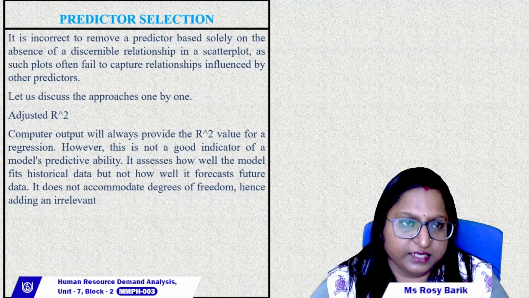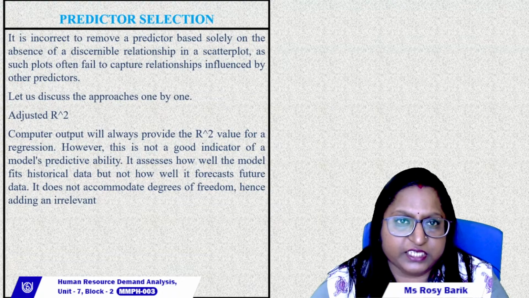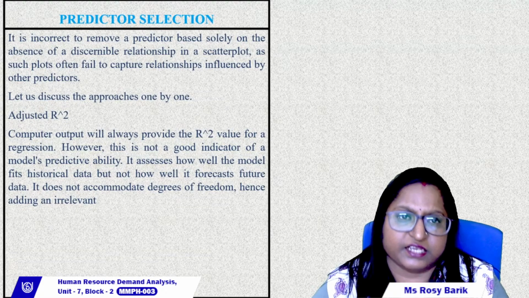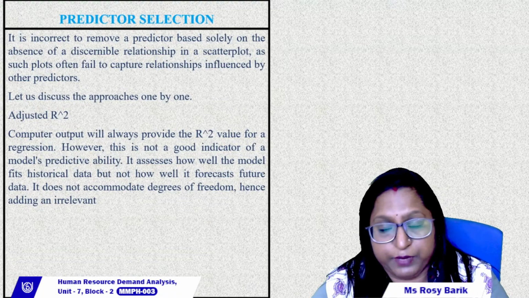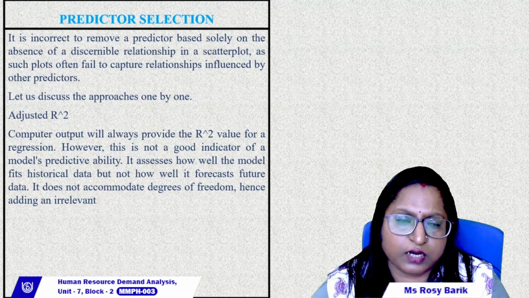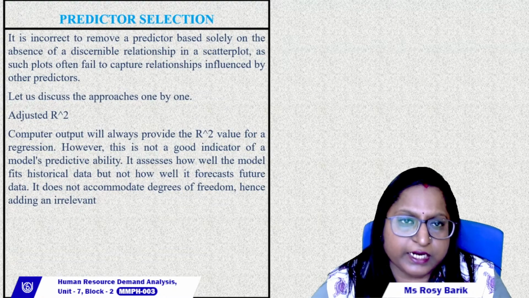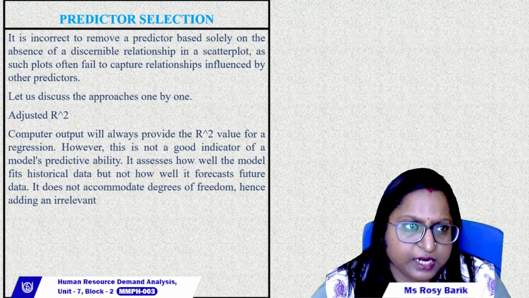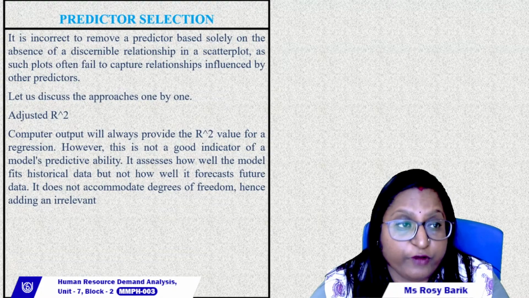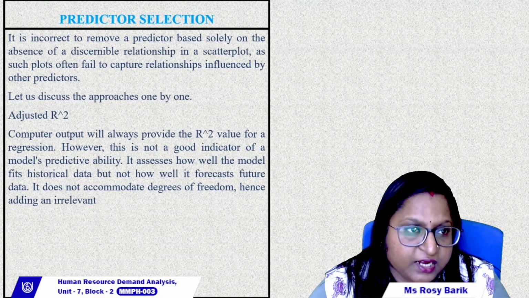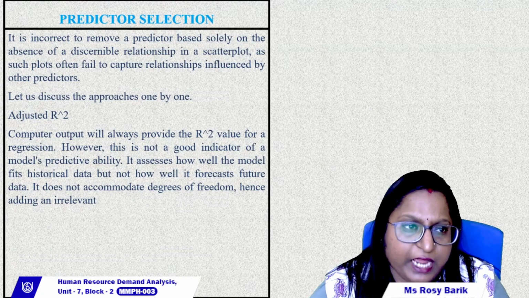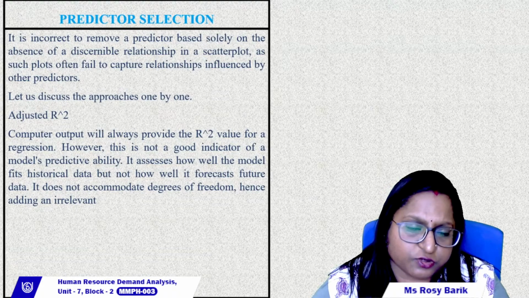It is incorrect to remove a predictor based solely on the absence of a discernible relationship in a scatter plot. In predictor analysis, what will be observed can be done in a scatter plot, as such a plot often fails to capture the relationship influenced by the other predictors. So in predictor analysis, we have to calculate the adjusted R square value.